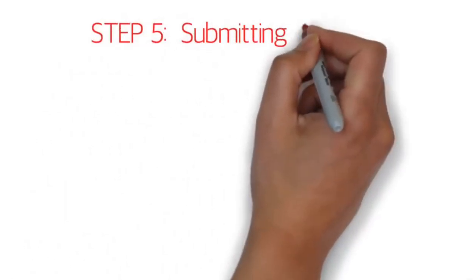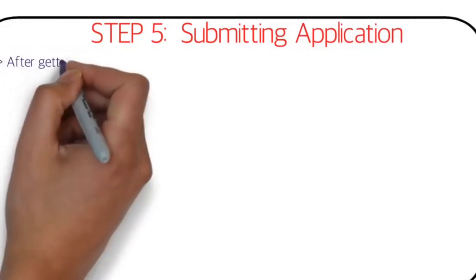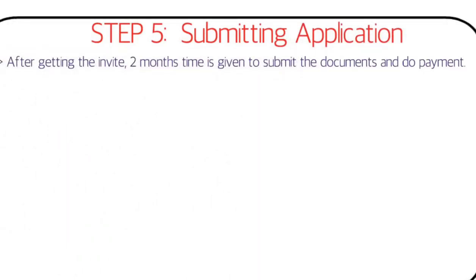Okay, step 5, submitting your application. After getting the invite, you are given 2 months to submit the application, the documents, and do the payment. I suppose earlier it was 3 months, because it was divided into two parts. You had to do the payment first, and then you were given around 1 month to submit the documents. But now you have 2 months to submit the documents and do the payment at the same time.